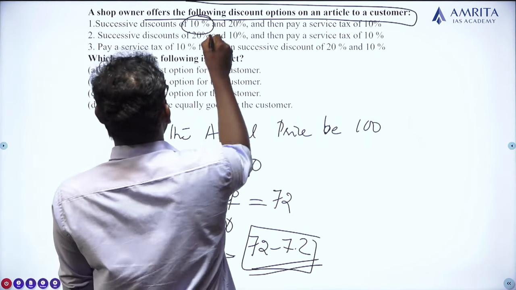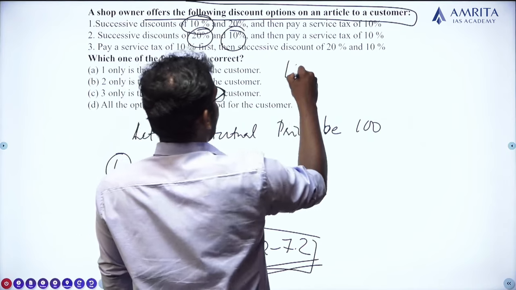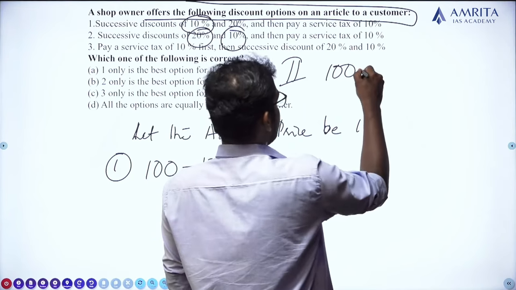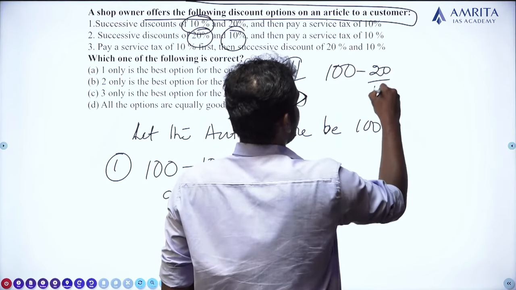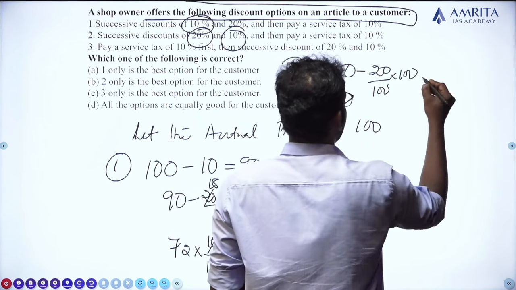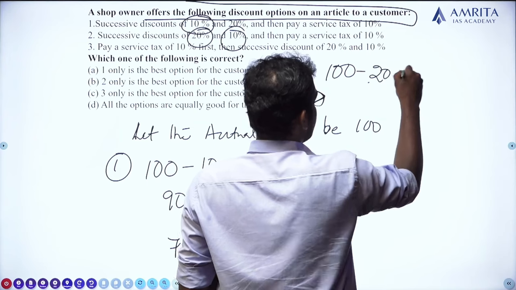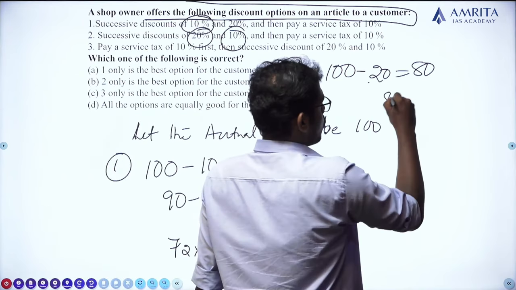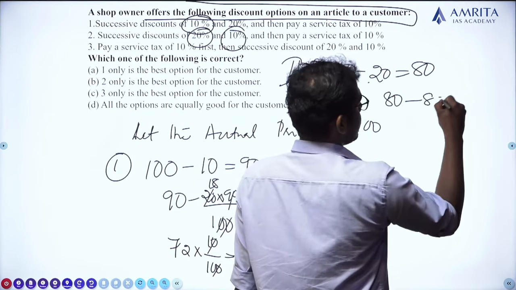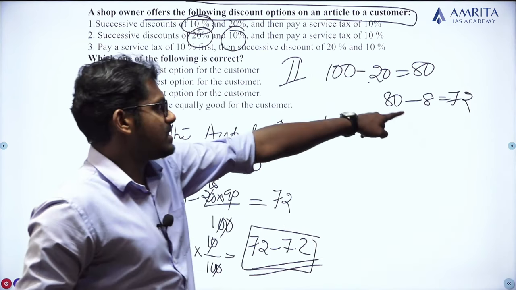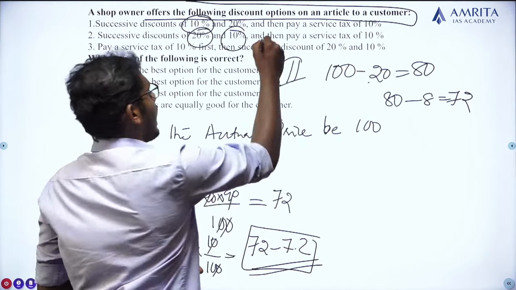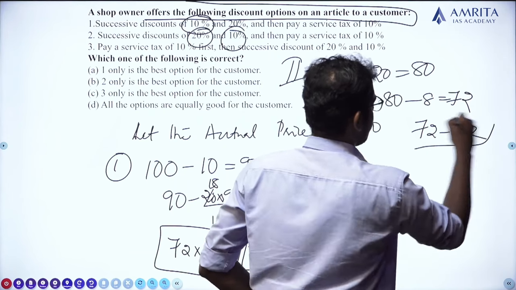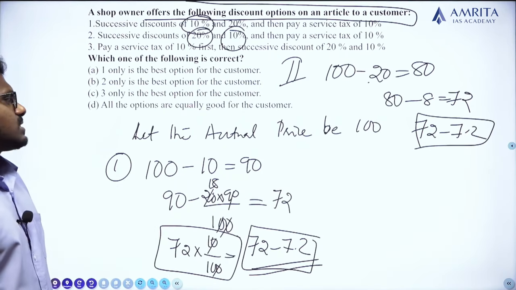First he gets a successive discount of 20% and 10%. So in the second case, the actual price be 100. First a discount of 20%, 20 by 100 into 100. So actually what we get is nothing but 20. So the answer is 80. Then he gives a discount of 10%. So 80 minus, what is the 10% of 80? It's 8, then 72. So now the price is 72, then he pays a service tax of 10%, like in the previous case. So definitely the final price will be 72 plus 7.2, simple. So here also, the idea is 72 plus 7.2.